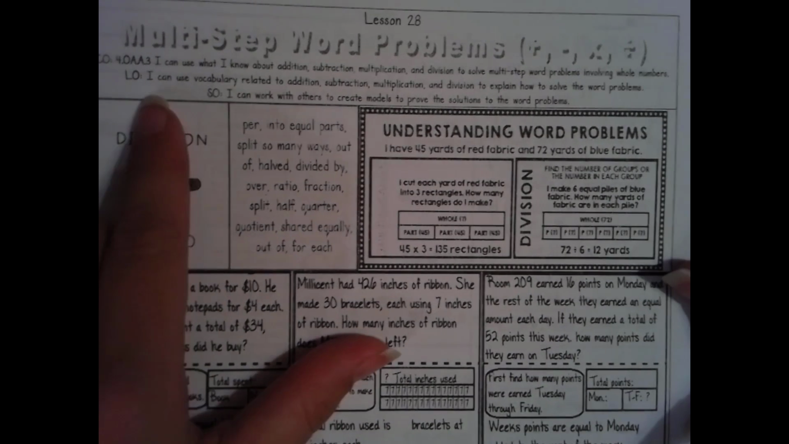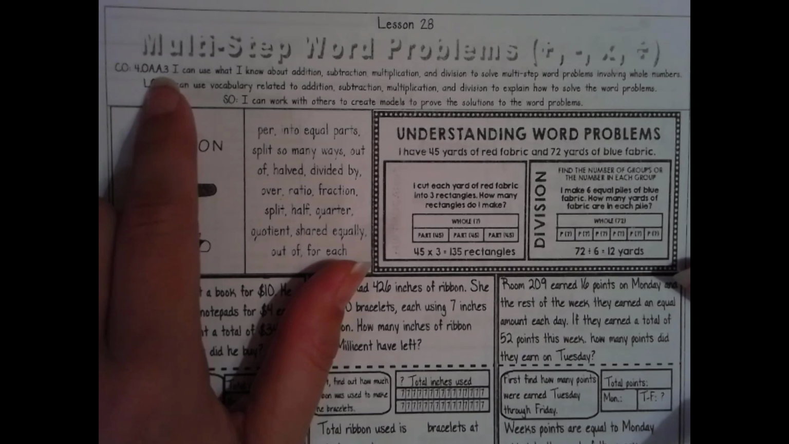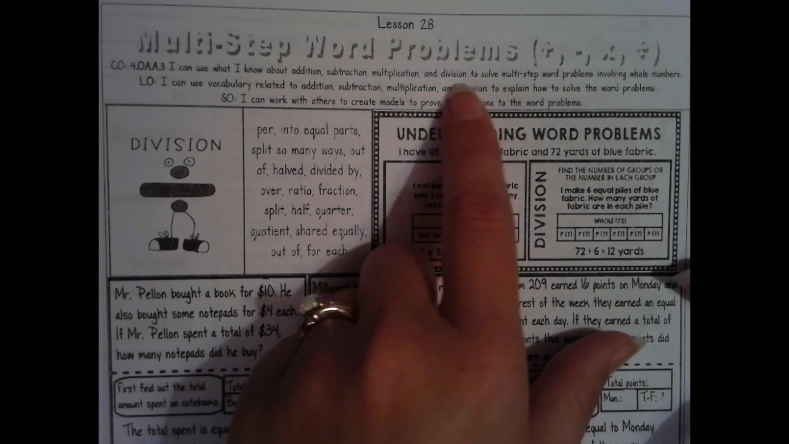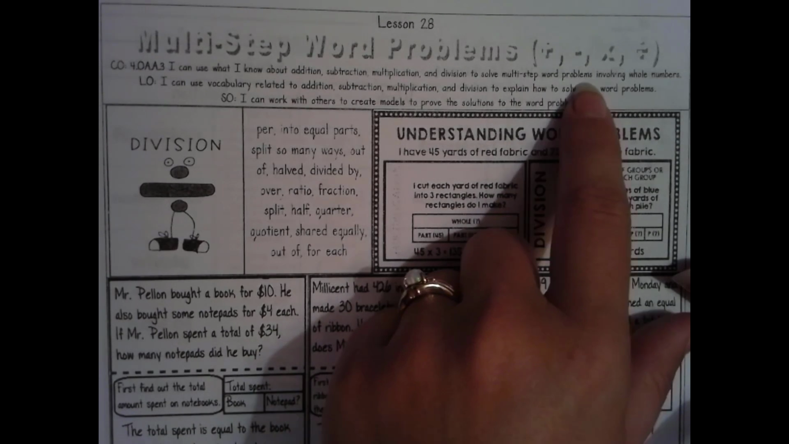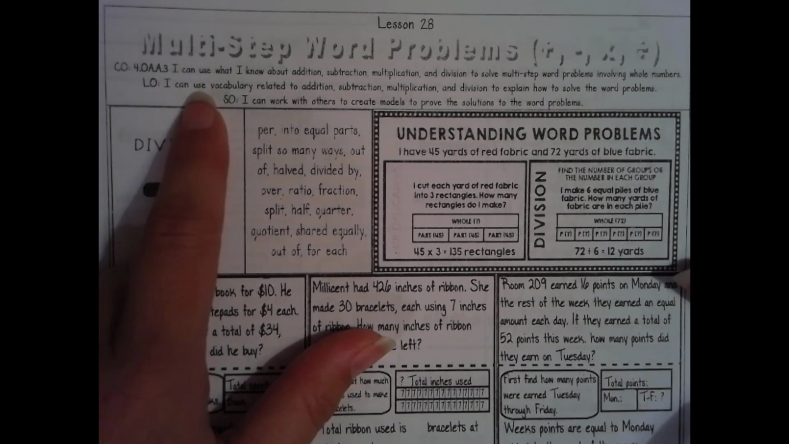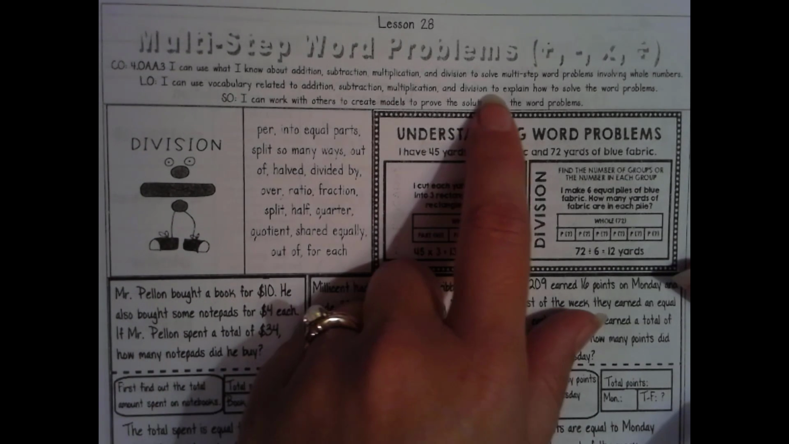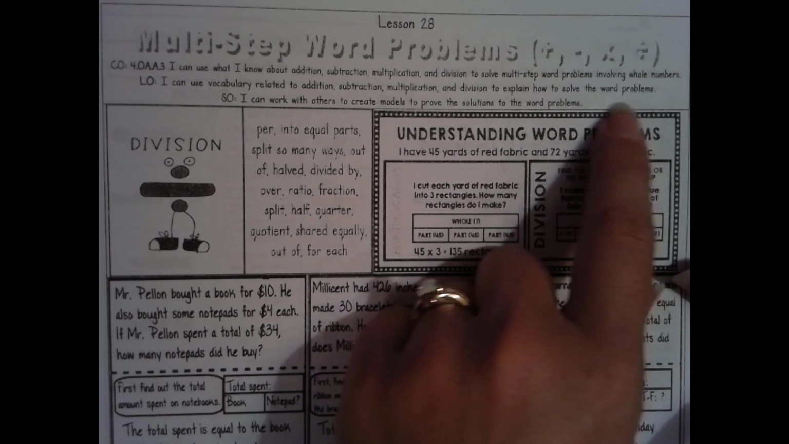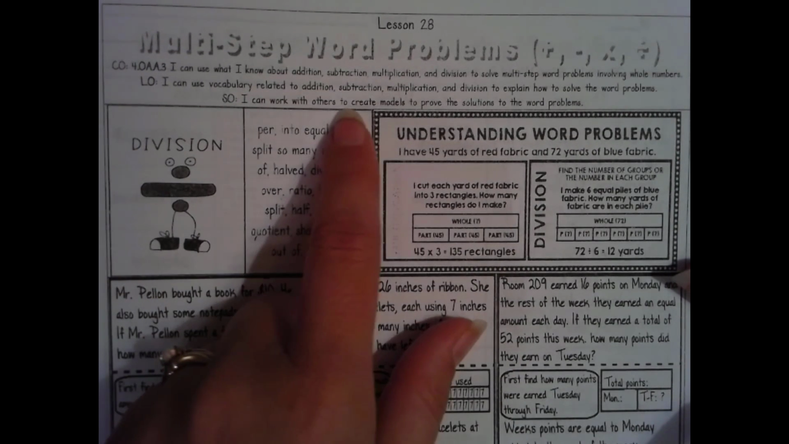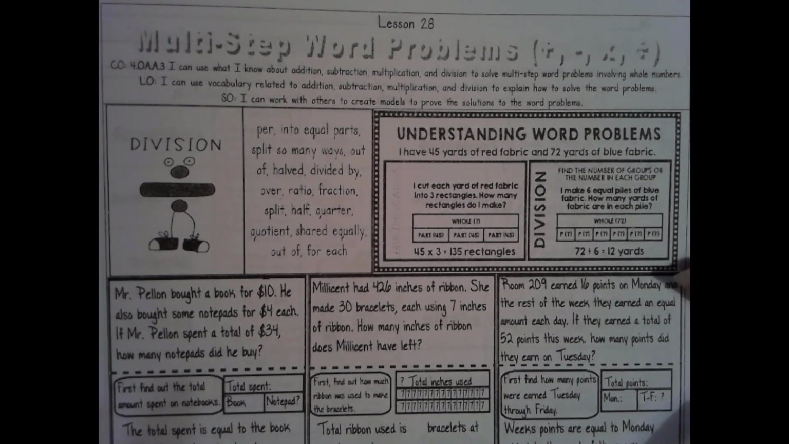Okay, so we're looking at 4th grade OA.A.3. I can use what I know about addition, subtraction, multiplication, and division to solve multi-step word problems involving whole numbers. Language objective. I can use vocabulary related to addition, subtraction, multiplication, and division to explain how to solve word problems. Social objective. I can work with others to create models to prove the solution to the word problems.